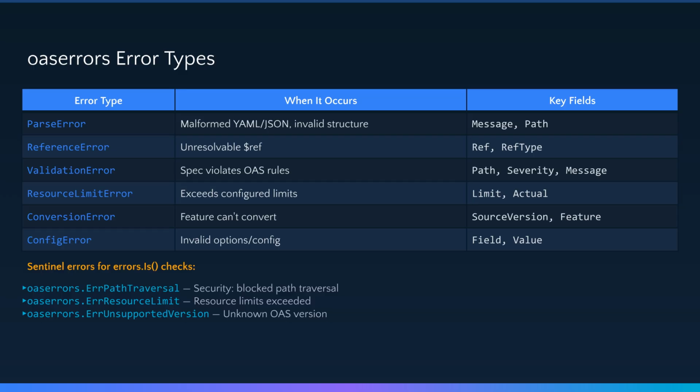oastools error types. Here's a reference table for all the error types. In production code, you'll most commonly encounter ParseError for malformed specs and ReferenceError for missing references. The ResourceLimitError is important in multi-tenant environments where you're parsing user-supplied specs. It prevents denial of service through deeply nested references or enormous documents. The sentinel errors are constants you can use with errors.Is for quick category checks without needing to extract the full error struct.